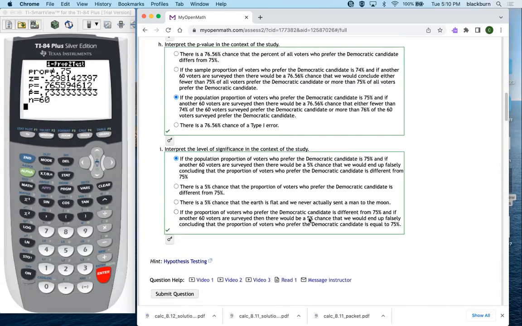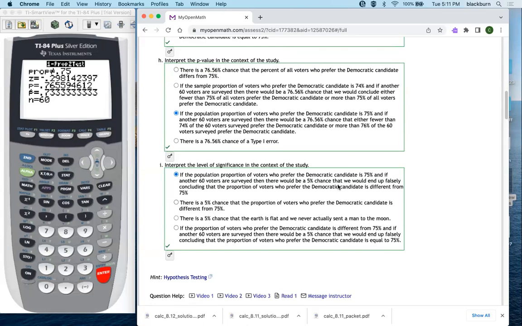Okay, we're trying to accept or reject or fail to reject the null hypothesis. It's got nothing to do with falsely concluding the proportion of voters is equal to. We either accept it or not accept it, or reject it or fail to reject it. Okay. What questions on that one?